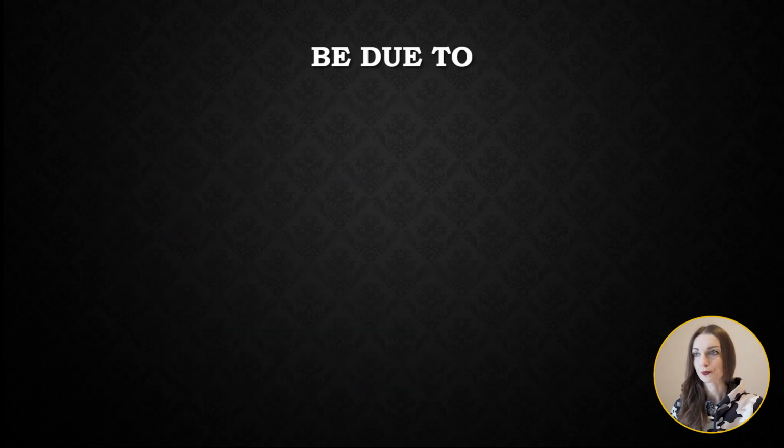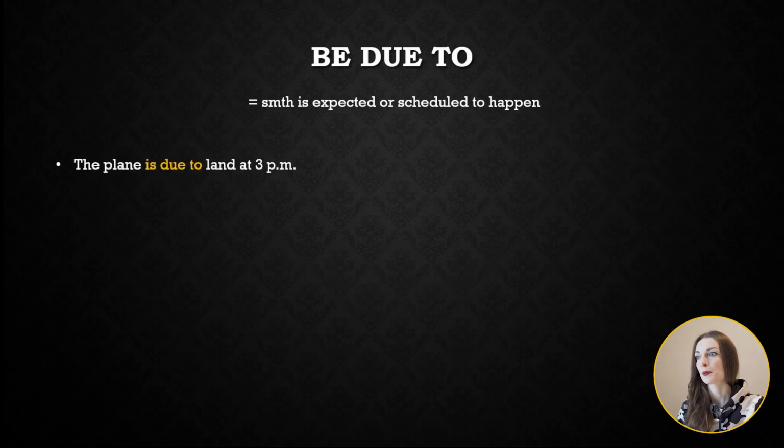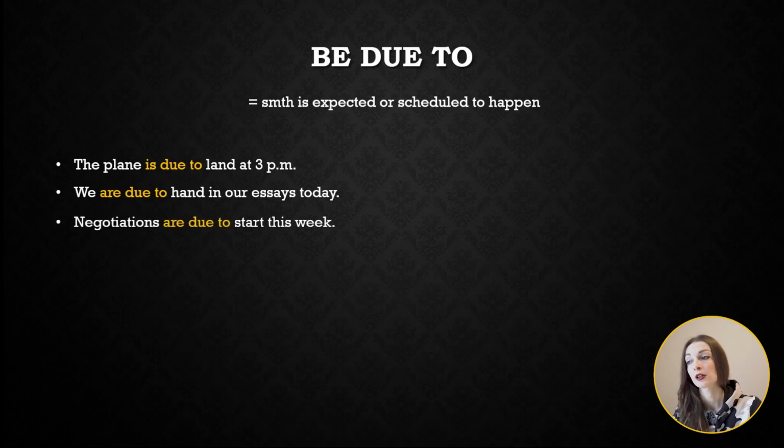Be due to. Be due to expresses something which is expected or scheduled to happen. It's similar to the previous structures. Let's first look at the examples. The plane is due to land at 3 p.m. We are due to hand in our essays today. Negotiations are due to start this week.